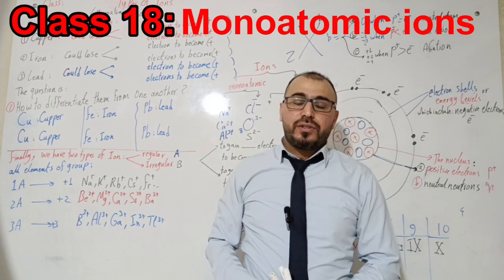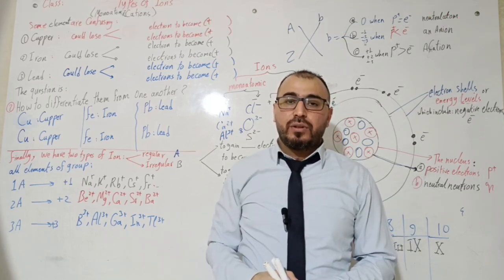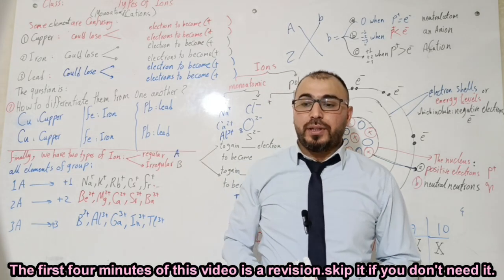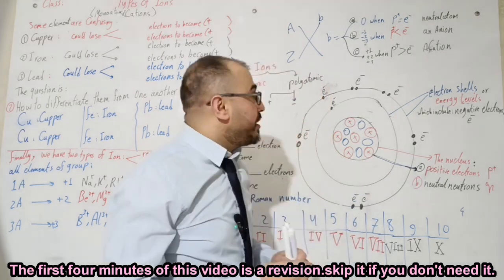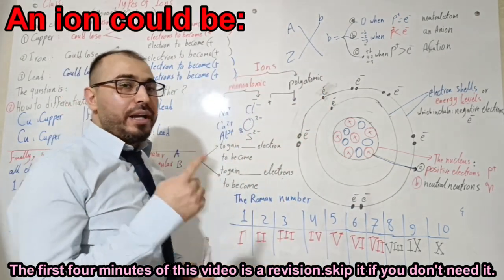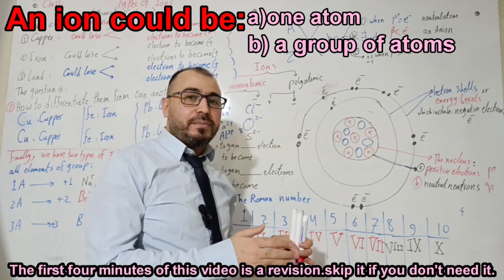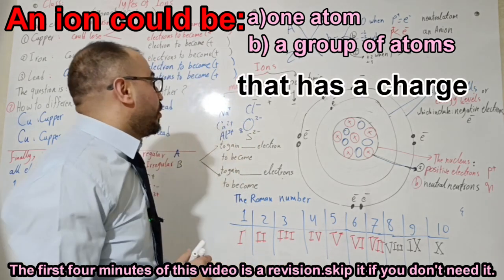Before I answer these questions, allow me to give you a quick revision of the things we have taken so far about the same topic. Well, we started defining the ion and we said that an ion could be one atom or a group of atoms that refuse to be ionically separated from one another and it has a charge.